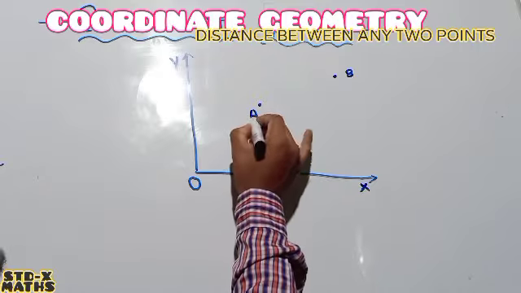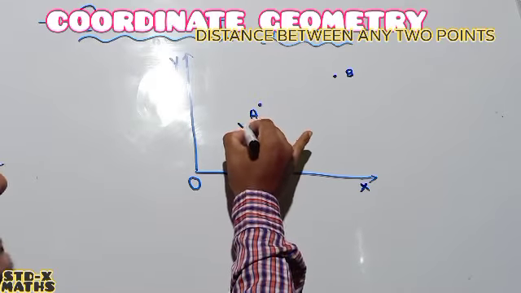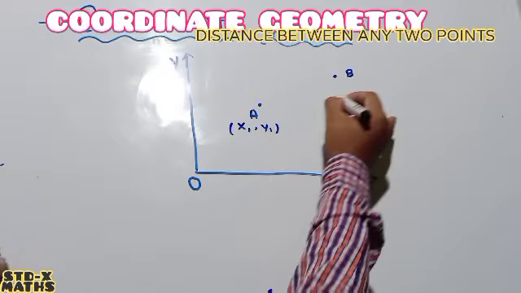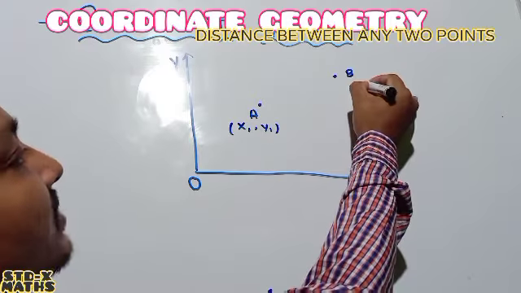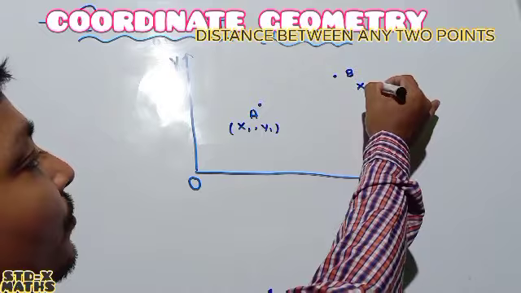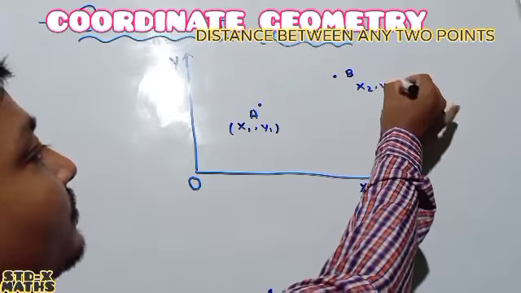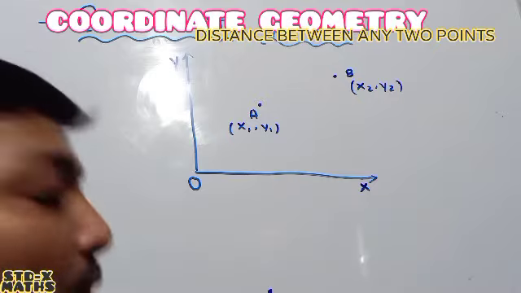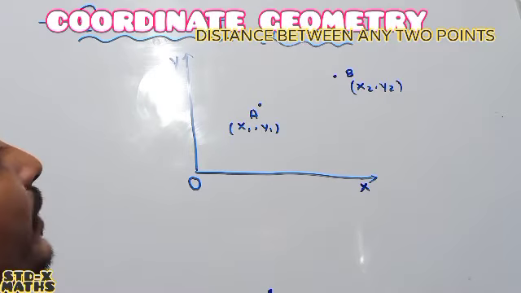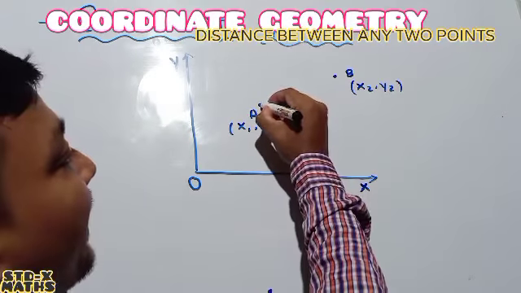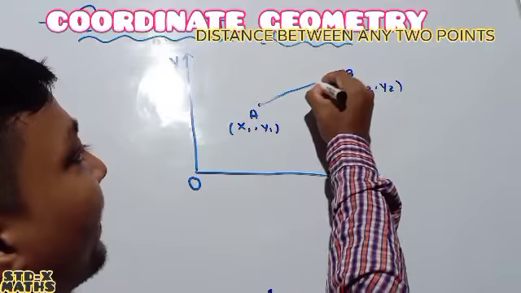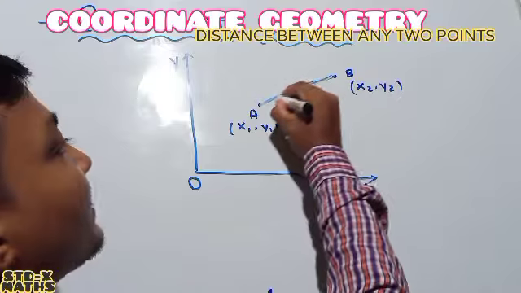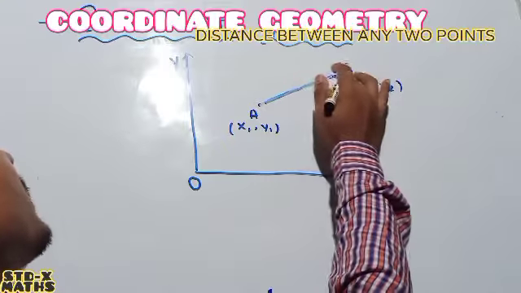And see, remember, suppose the coordinates of A are x1, y1, and the coordinates of B are, suppose, x2, then after y2. And it is asked that you have to find out the distance between A and B. Distance between A and B means you have to find out this much. You have to find out this distance, how much it is.